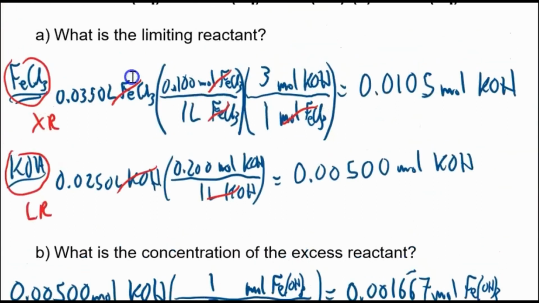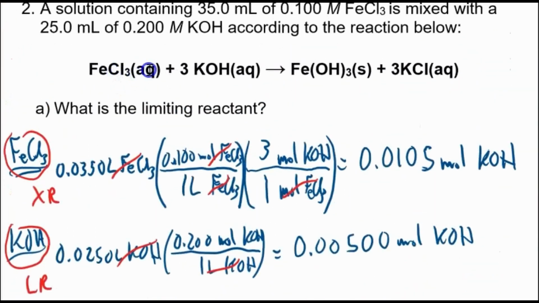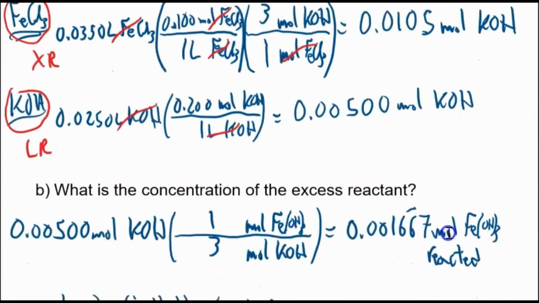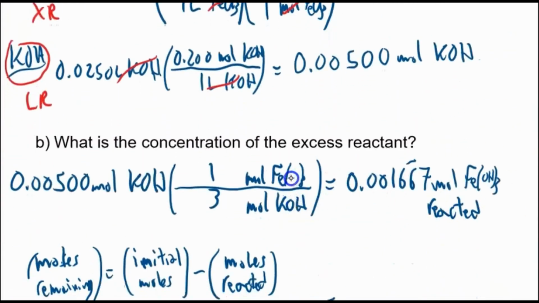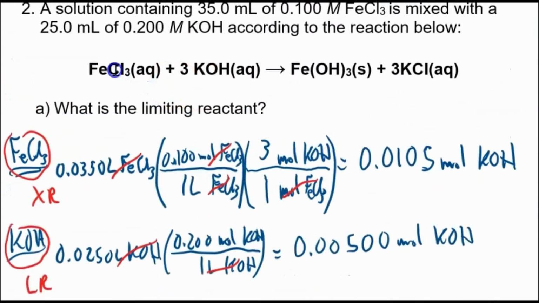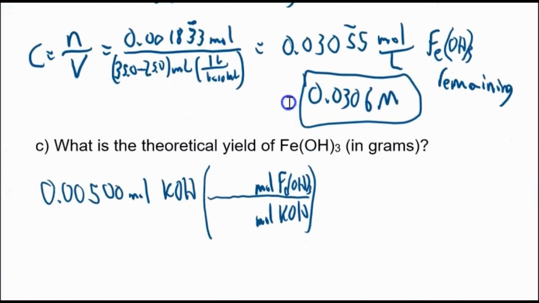Okay, all of these should be OHs. Oh no, this is FeCl3, and this is Fe(OH)3. Right, okay. I was right there. Getting my Cls and my OHs mixed up. Okay, there's 3 moles of KOH to 1 mole of iron 3 hydroxide, so it's a 1 to 3 ratio. Moles of KOH cancel out.